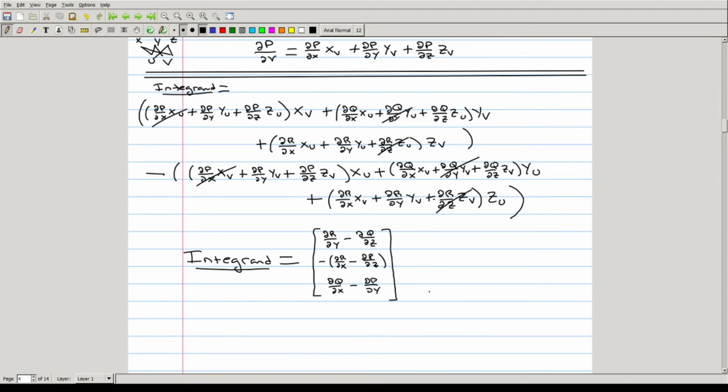It's the dot product of this vector field with the vector yuzv minus zuyv, negative xuzv minus zuxv, xuyv minus yuxv.